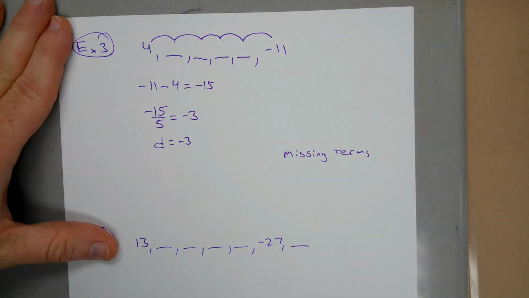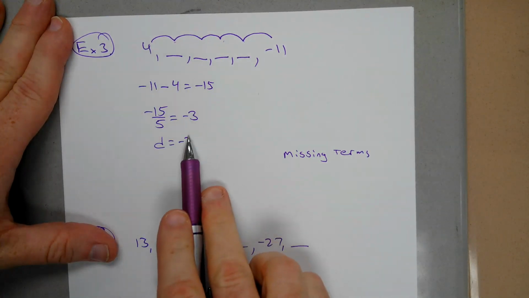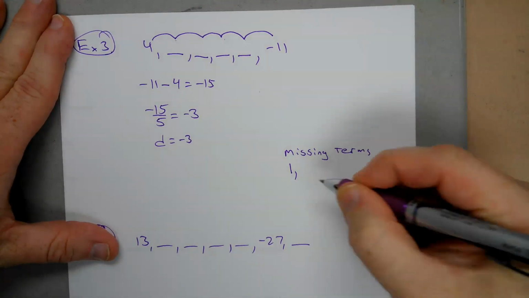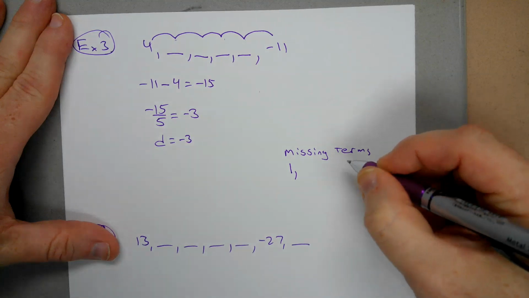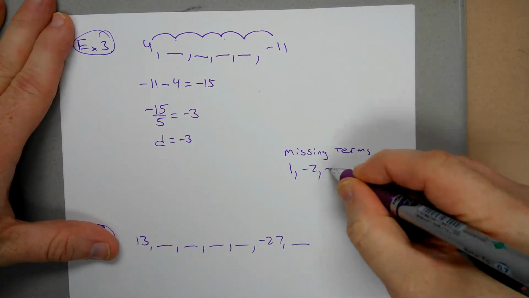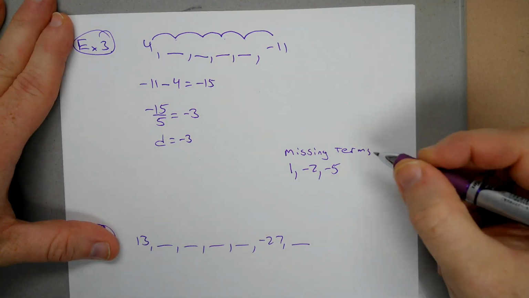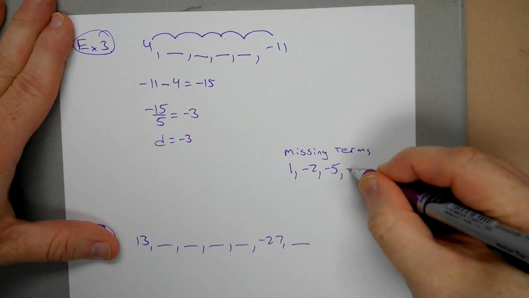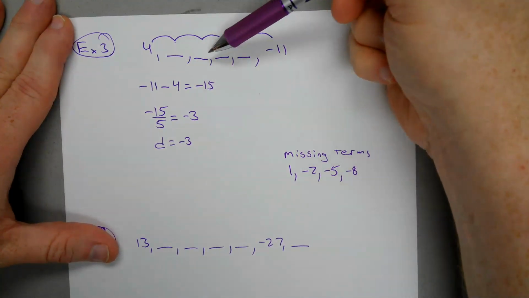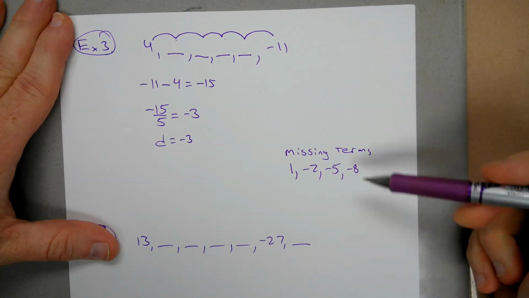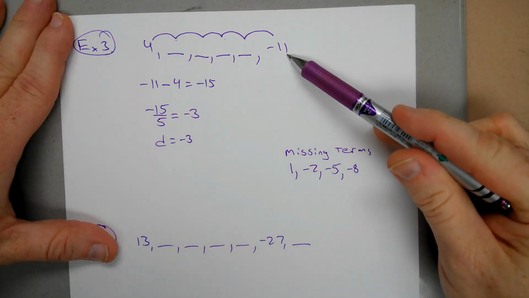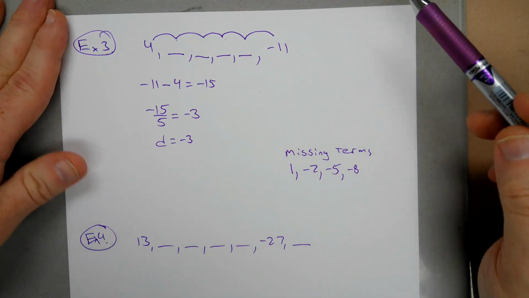Okay, so I'm just going to start adding. 4 plus -3 is positive 1. 1 plus -3 is -2. Negative 2 plus negative 3 is negative 5. Negative 5 plus negative 3 is negative 8. So there's 4 blanks, 1, 2, 3, 4. And to double check, negative 8 plus negative 3 is indeed negative 11. So I know I'm right.